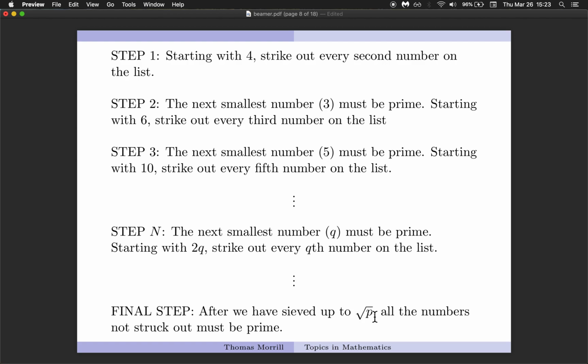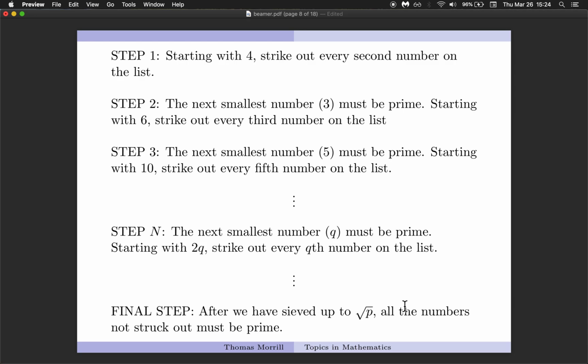How do I know that? Well, again, I know that any of those numbers, if they were composite, would have a prime factor less than their own square root. That square root of some random number on the list has to be less than the square root of p, and I already got rid of all multiples of all prime numbers less than the square root of p. At that point, I'm done. My list is complete.